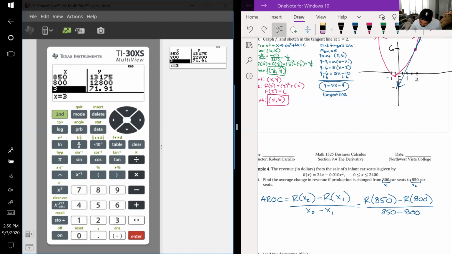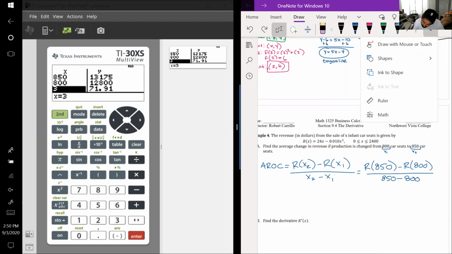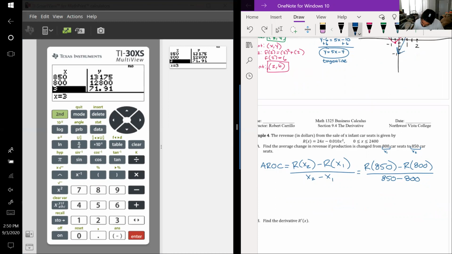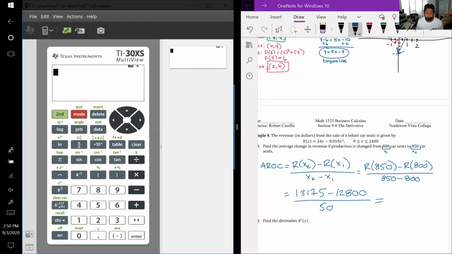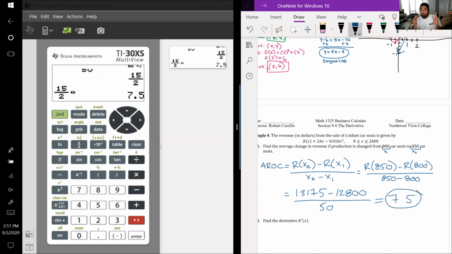All right, perfect, which means down here we are going to get 13,175 minus 12,800 over 50. Okay, and then I'll go back to my calculator and type in exactly what I wrote down there. Fraction, 13,175 minus 12,800 over 50, and we get 7.5.